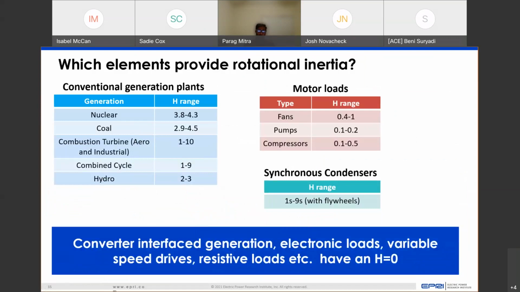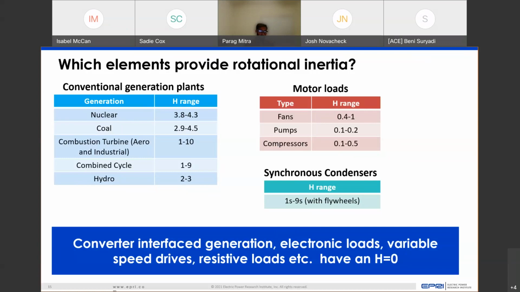which elements provide rotational inertia in our system? The rotational inertia in our system typically comes primarily from conventional generation plants. These are nuclear plants, coal plants, combustion turbines, combined cycle plants, and hydro units. Most of these units have inertia constants in a closed range, which I've tabulated in the table, with the exception of combustion turbines.